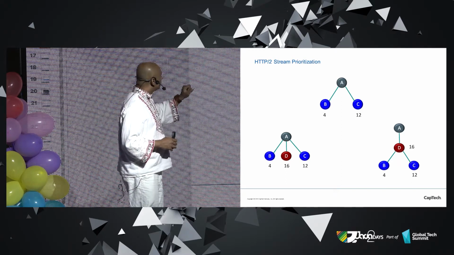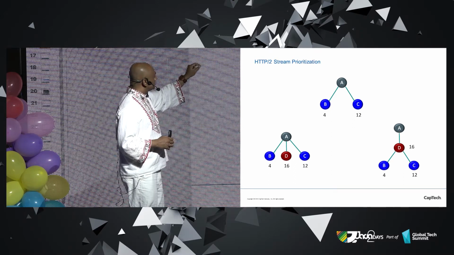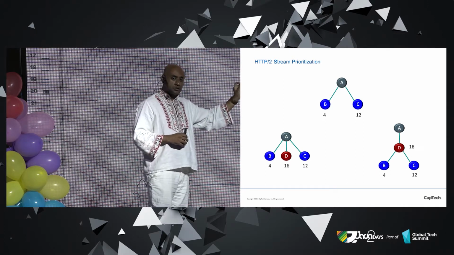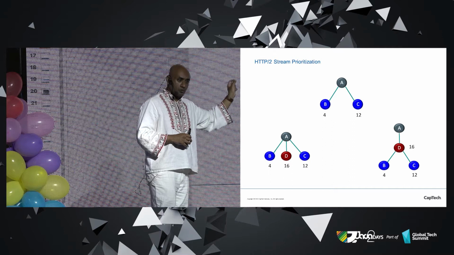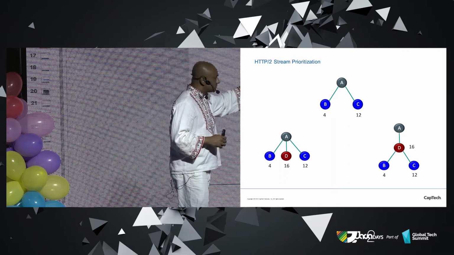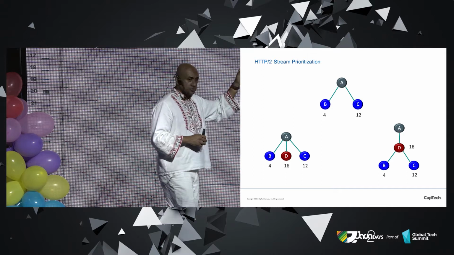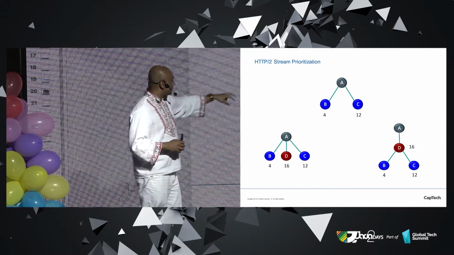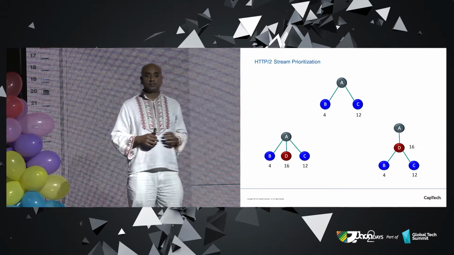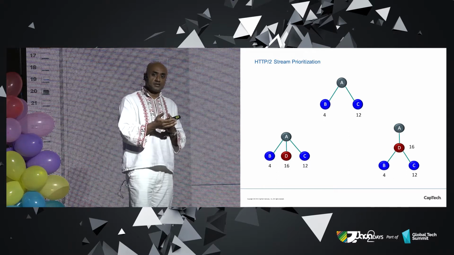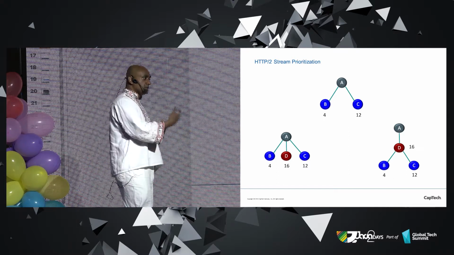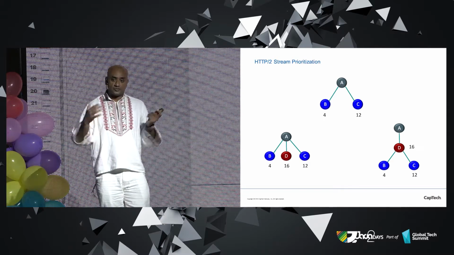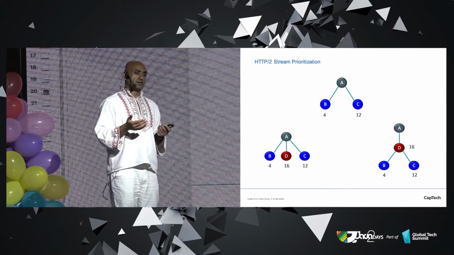So in the first example, if A is a resource that depends on B and C, and B has a weight of 4, or a priority of 4, and C has a priority of 12, well, guess what? The browser and server are going to attempt to load resource C first. Similar examples all across the board. If you have nested dependencies, it's going to work exactly the same way. And this fundamentally allows you to load resources a bit faster and to use your network traffic in the most sensible way possible, just by some simple negotiation between the client and the server.